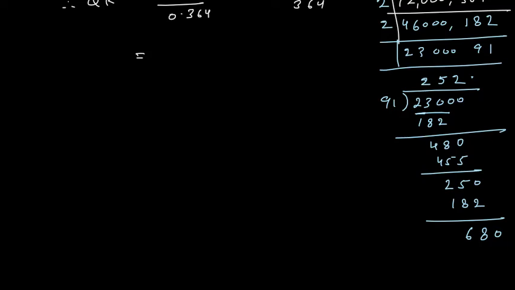9 7s are 63. So 7 1s are 7, 7 9s are 63. So this is 63. We will subtract, this is 3. Then 7 minus 3 is 4. So 43. So it will become 430.